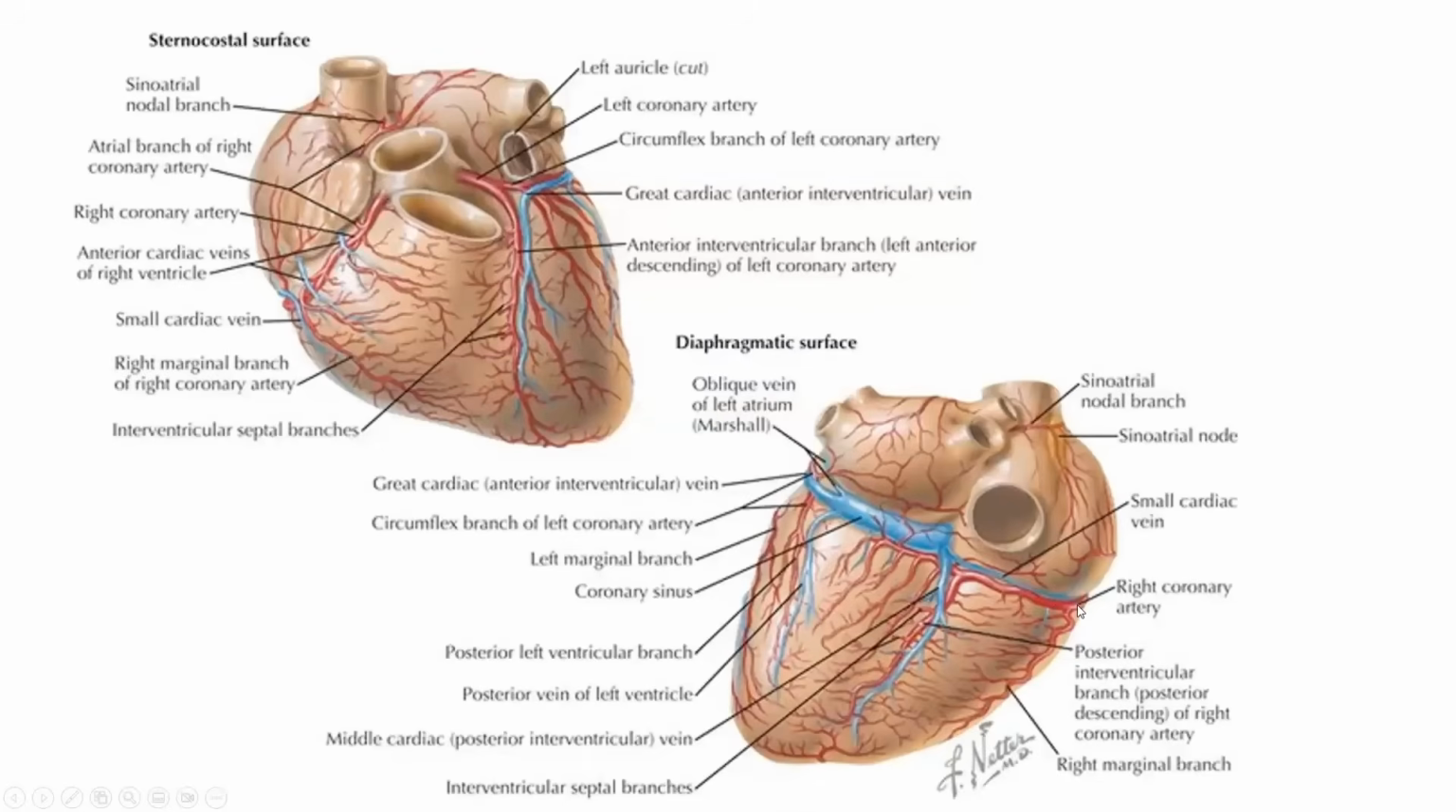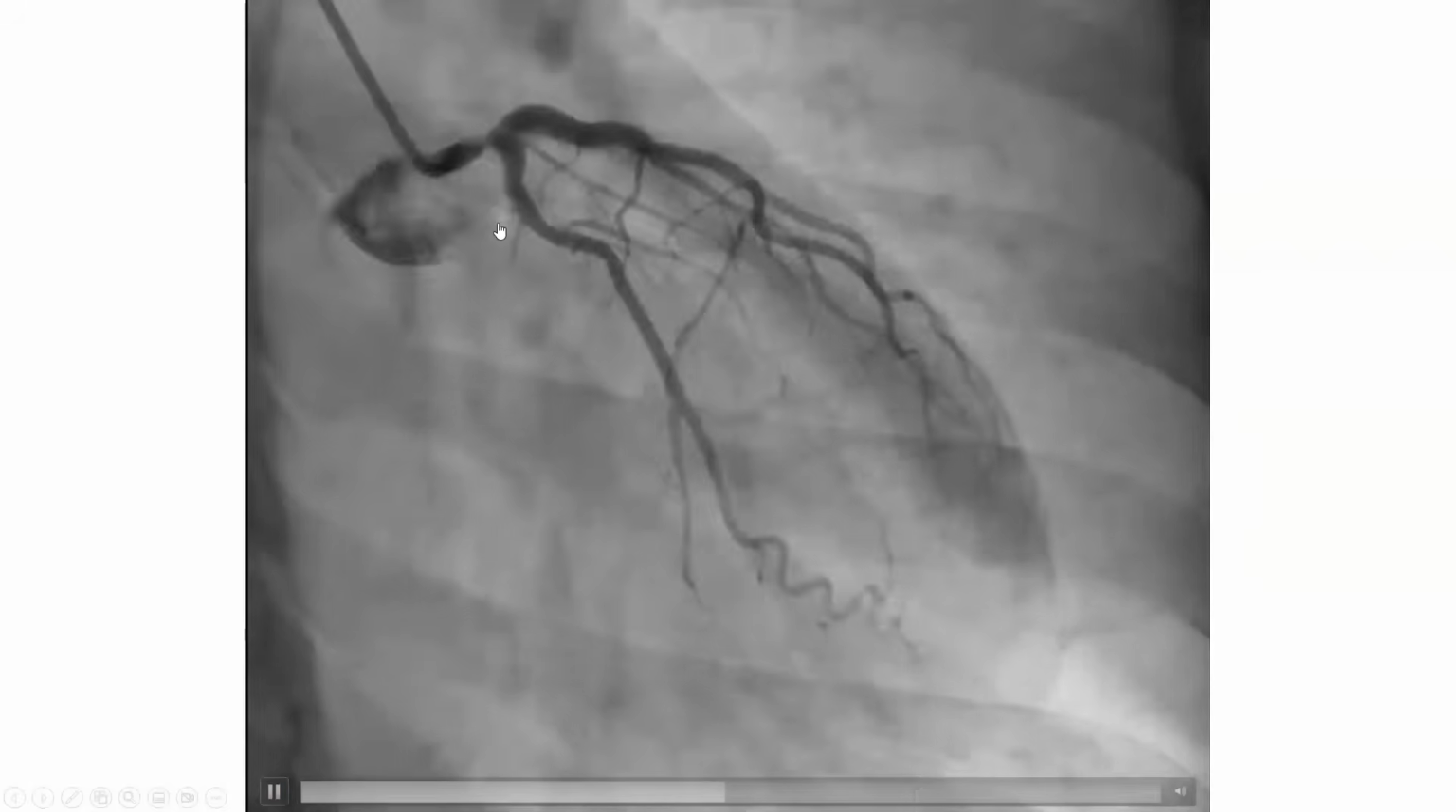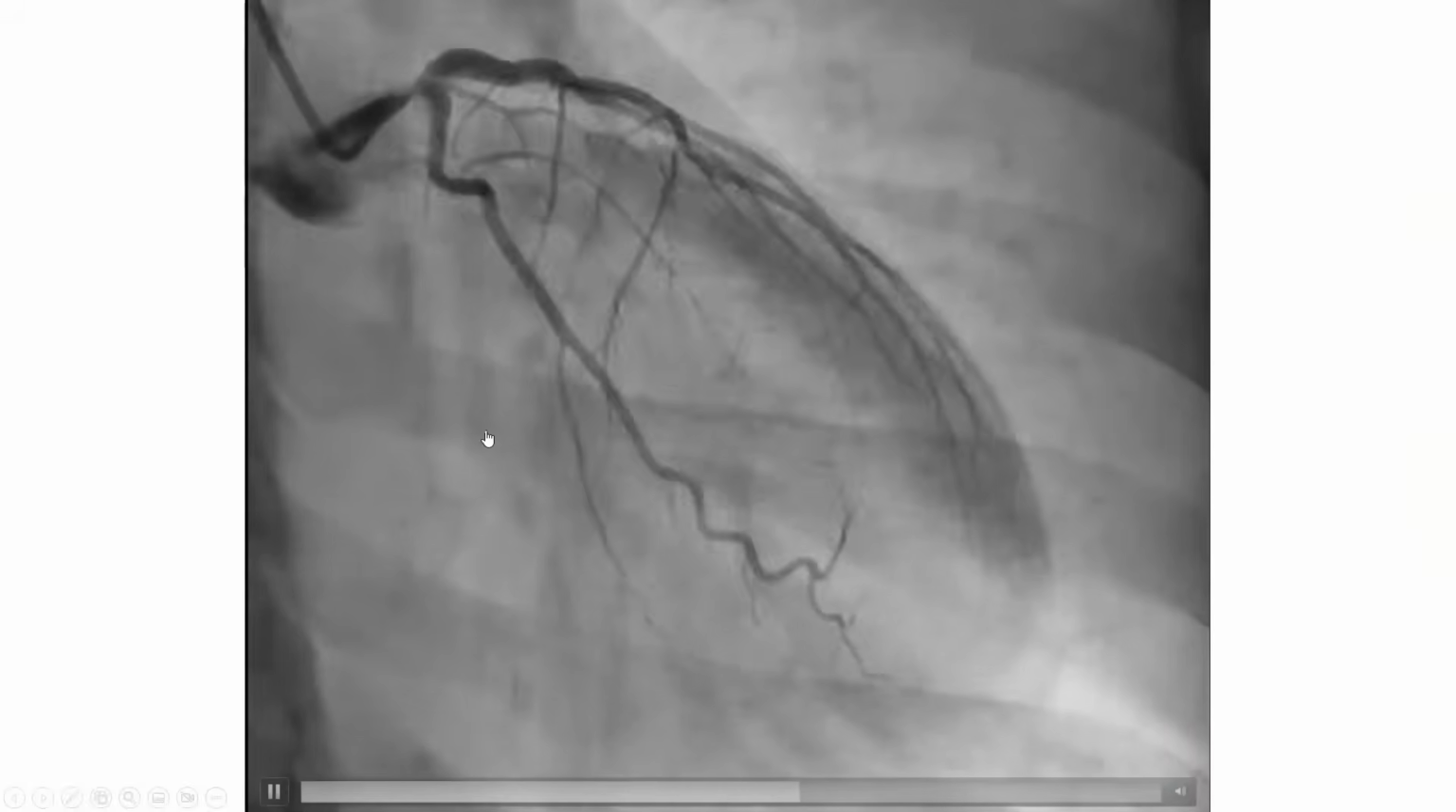And this is the RCA running through the right AV groove and the left circumflex through the left AV groove. The longer the RCA is in that AV groove, the shorter the left circumflex is, even in the left AV groove. The more the RCA gives PLB, the less the circumflex wraps down to the posterior left AV groove. And this is the left circumflex in this patient. You see, it doesn't have much in the AV groove. It stops quickly. It gives 1 OM. It doesn't give much anymore beyond that point.